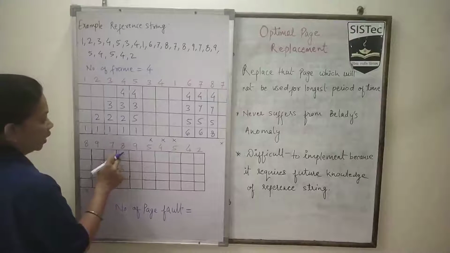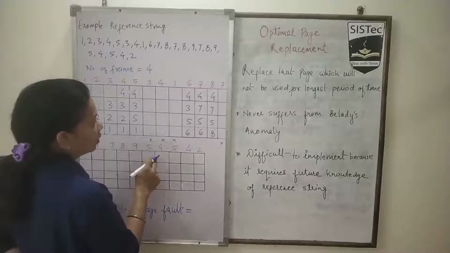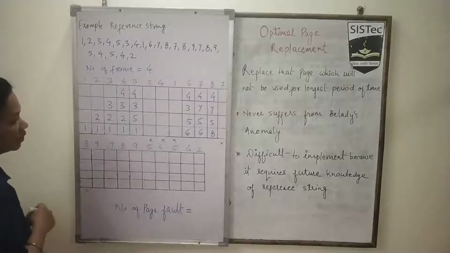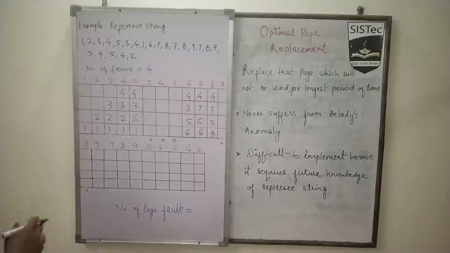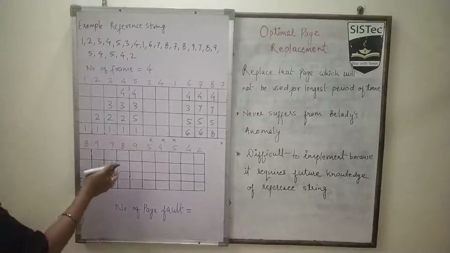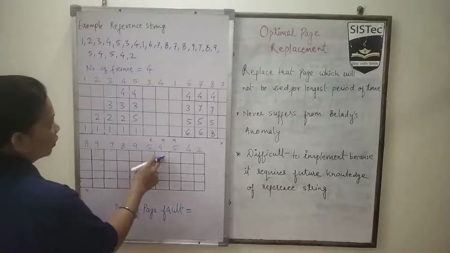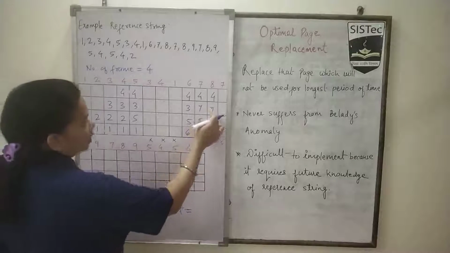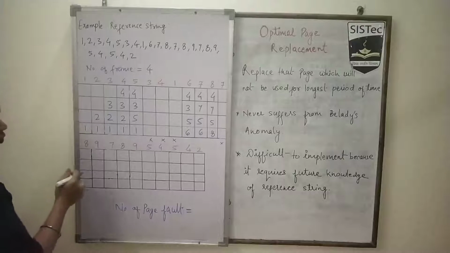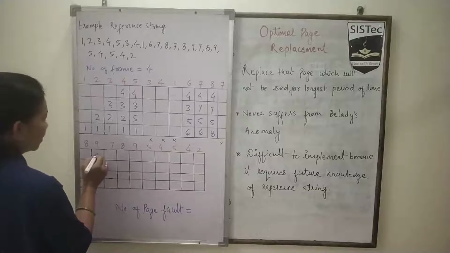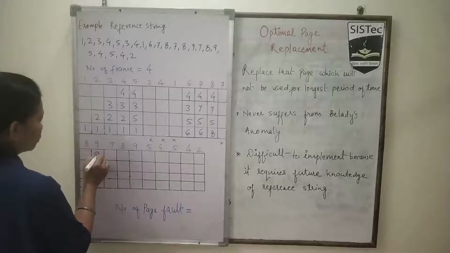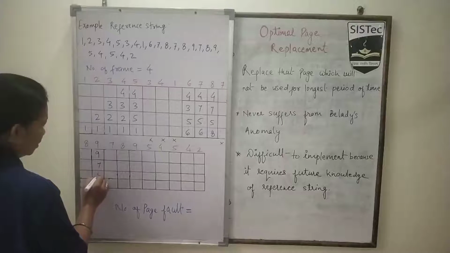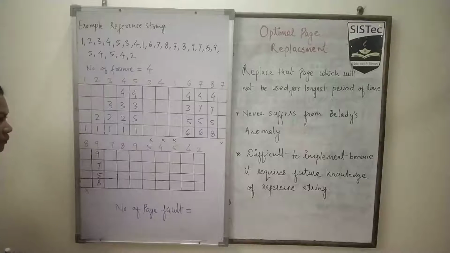So here 7, 8, 5 and 4 all are going to be used, but which particular page from these 4 is going to be used last? So I think page number 4. Page number 4 is going to be used after these 3, 7, 5 and 8. So page number 4 is our target page. We need to replace page number 4 with 9. So 9, 7, 5 and 8.